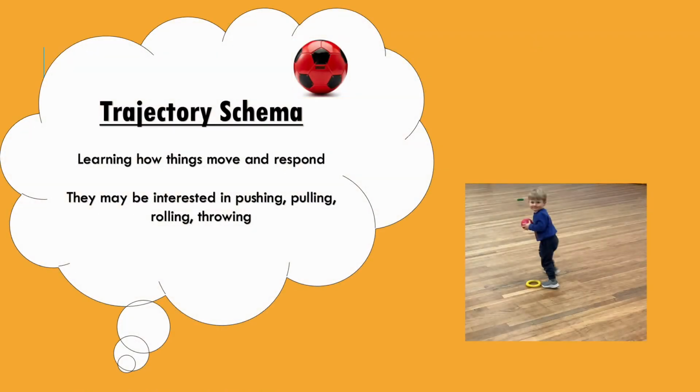Next is the trajectory schema. This is when children are interested in how things move and respond. They might like to push, pull, throw or hit things through the air and watch things fly. So next I'm going to show a very short video clip of a child engaged in the trajectory schema.